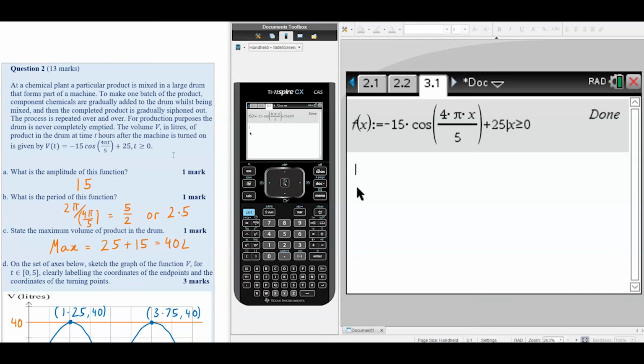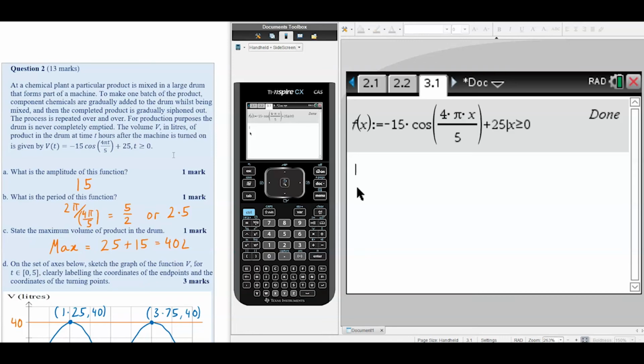The volume V in litres of product in the drum at time t hours after the machine is turned on is given by blah, blah, blah. So, lots of information there. We're working in hours, we're working in litres, and we've got a bit of information about how this situation is working, and it does come up through the questions.